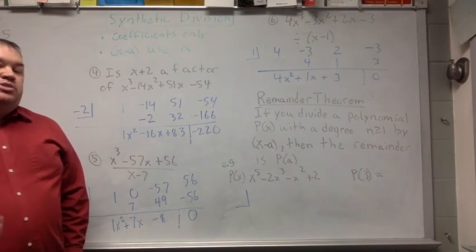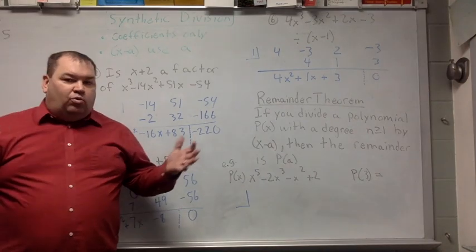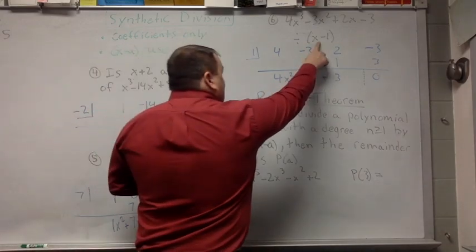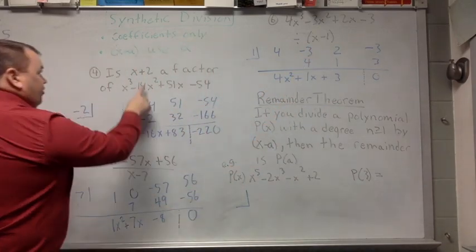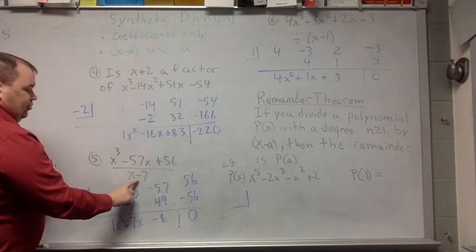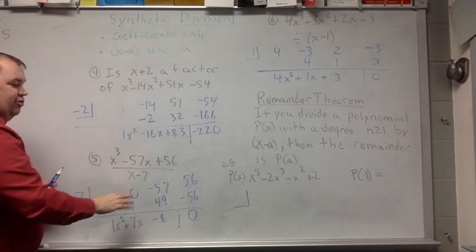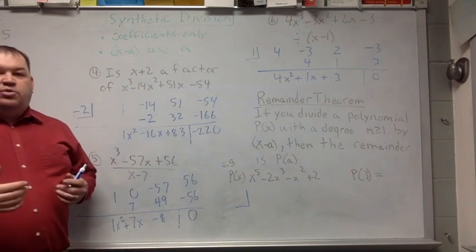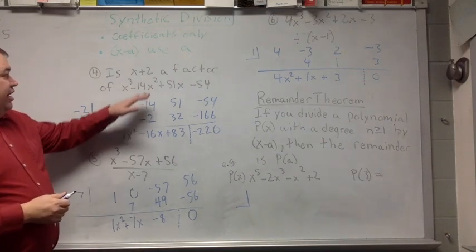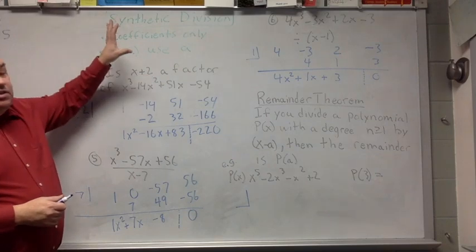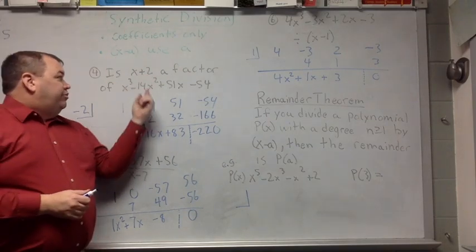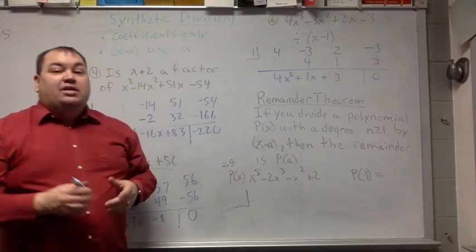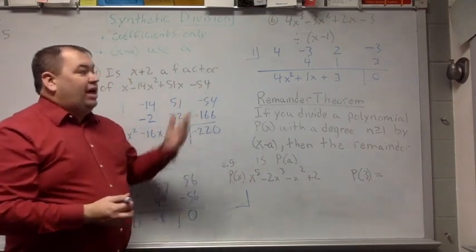Now here's the catch with synthetic. You may be thinking, well, why don't we just use synthetic all the time? You'll notice that everything I divided by in every one of these problems was linear. There was no x squared plus 1 or x cubed minus x squared. Everything I divided by is linear. Synthetic division only works when you're dividing by something that's linear. Okay, so that's one of the downfalls of it, but it is great to use when you have that linear factor.